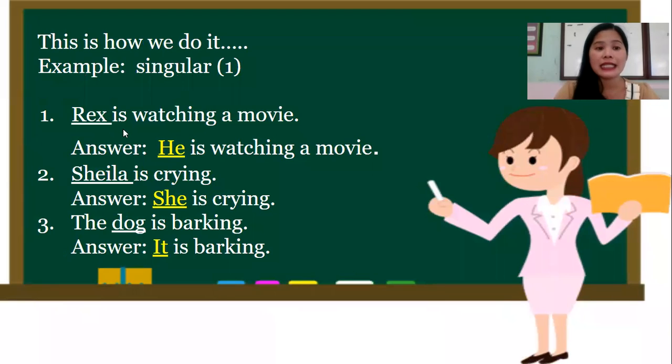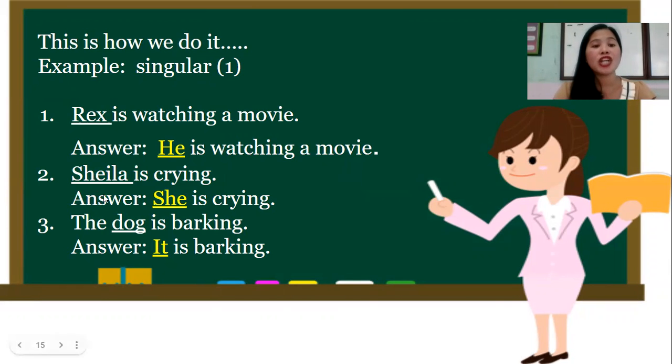We have, Rex is watching a movie. Now, Rex is watching a movie. What is the subject in the sentence? The subject is Rex. This is a boy. Rex is the name of a boy. Now, how many persons? There is only one. So what is the pronoun for a boy? He. So the answer is, he is watching a movie. Okay? Very easy, right? Again, he is watching a movie. He, because Rex is a boy.